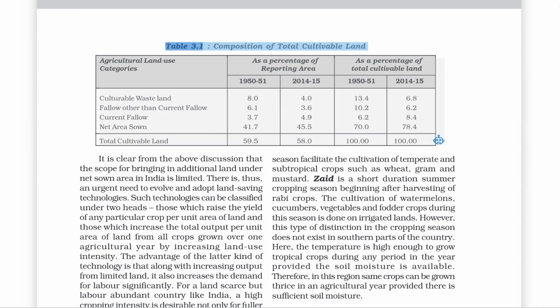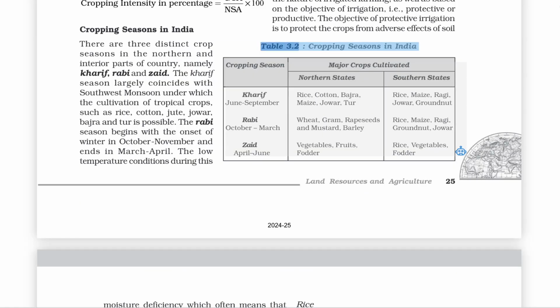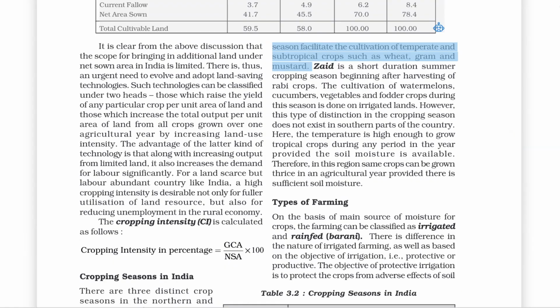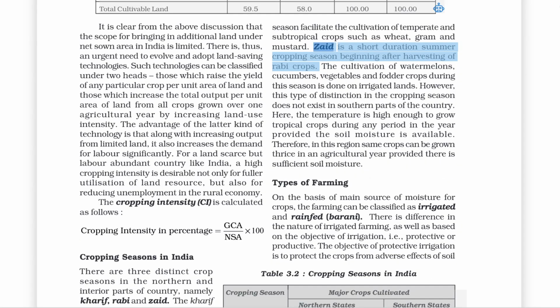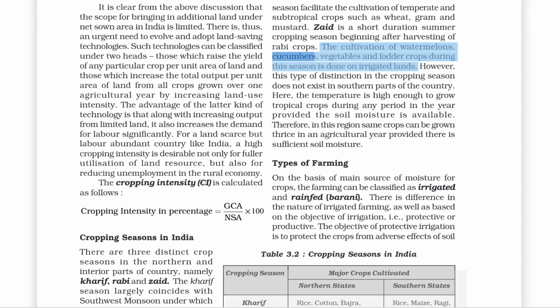Table 3.1. Composition of total cultivable land. Table 3.2. Cropping seasons in India. Season facilitate the cultivation of temperate and subtropical crops such as wheat, gram, and mustard. Zaid is a short-duration summer cropping season beginning after harvesting of Rabi crops. The cultivation of watermelons, cucumbers, vegetables, and fodder crops during the season is done on irrigated lands.